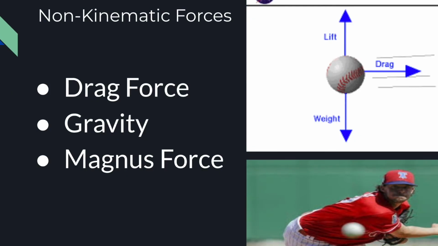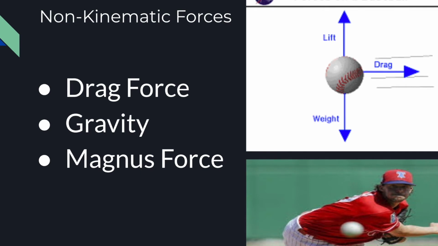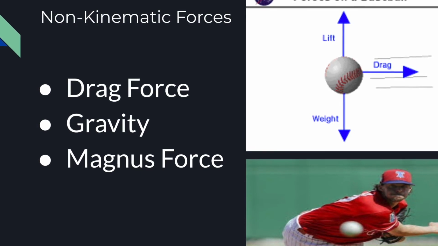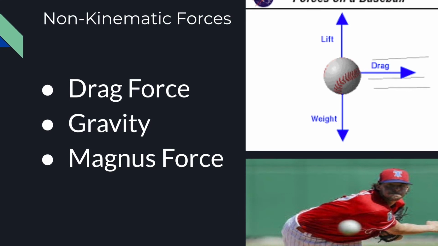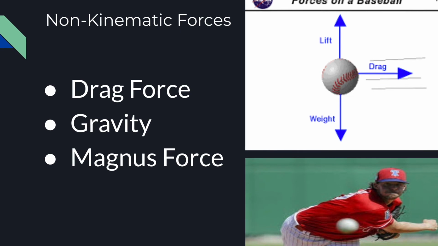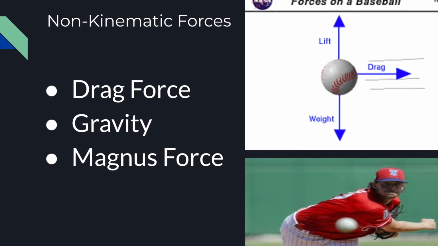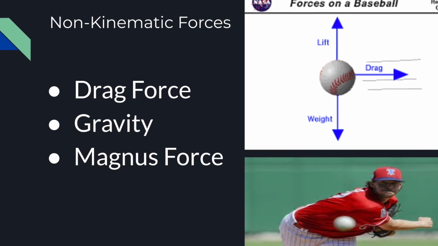There are 3 main forces aside from kinematic factors that impact the trajectory of a pitch. The first one is drag force. The drag force refers to the resistance caused by the motion of an object through a fluid, including air. This force acts opposite to the direction of the oncoming flow velocity. The drag force thus measures the relative velocity between the body and the fluid.